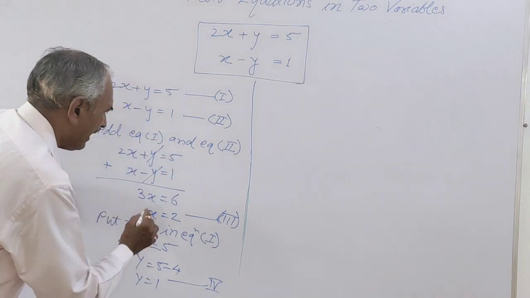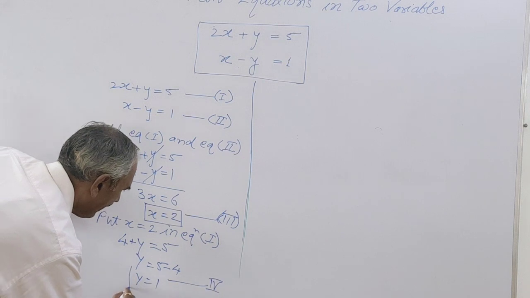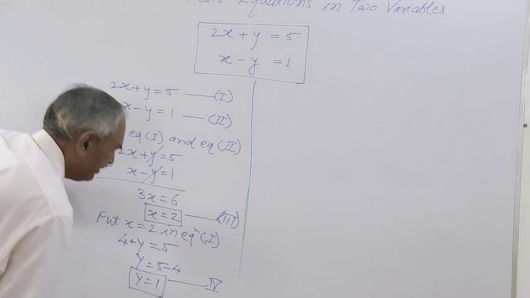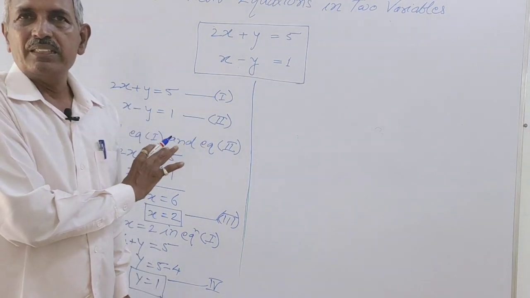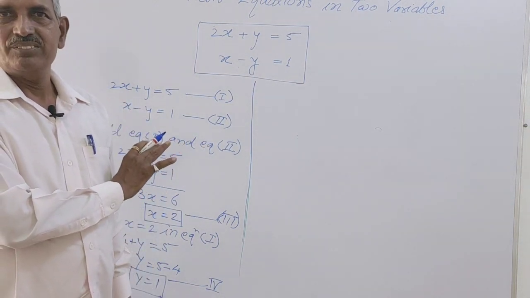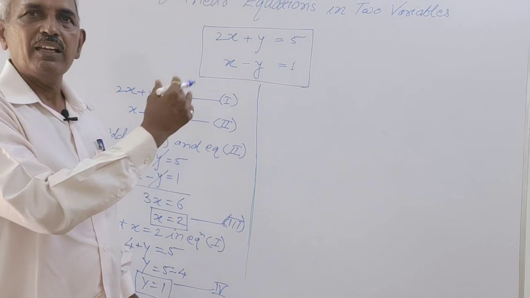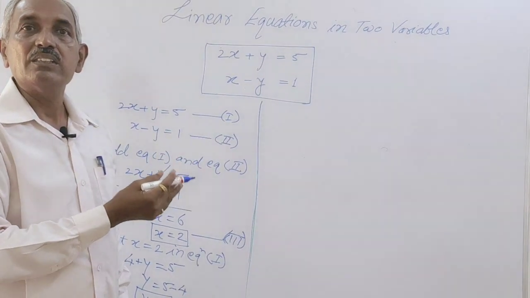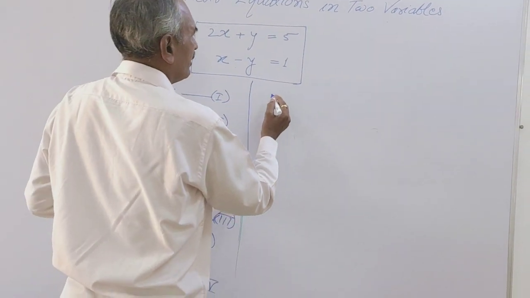So my one answer is here, x is equal to 2, and another answer is here, y is equal to 1. The name of this method is called elimination method. The same example I can solve by another method, which is called a substitution method. What is that method? I will write both the equations.